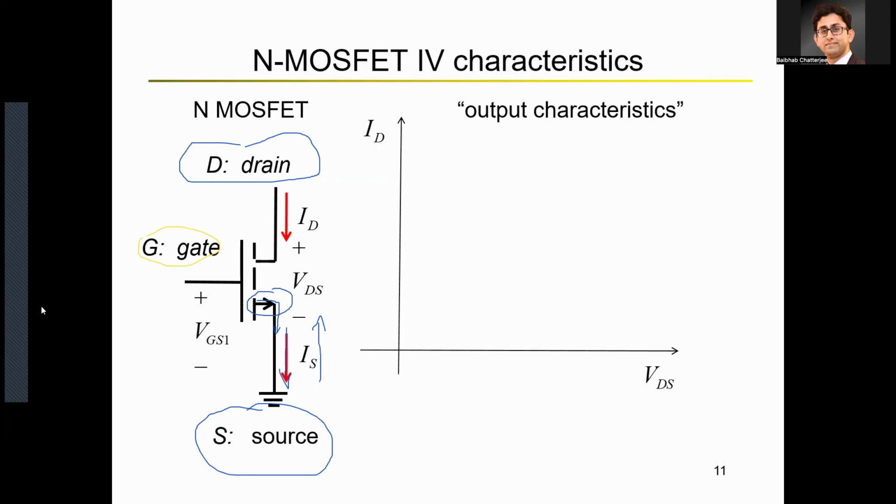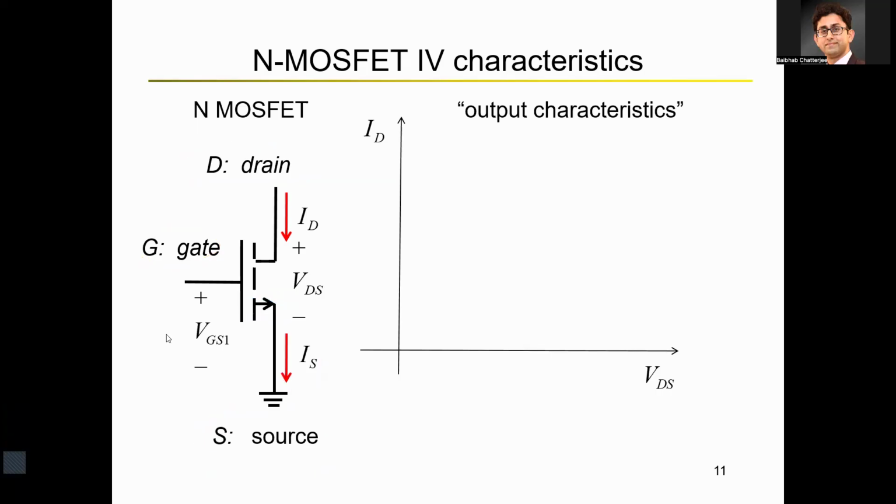All right. Now we'll talk about two different characteristics. One would be called the input characteristic. One is the output characteristic. Before going into the input characteristic, which will be very similar to a diode, let's take a look at the output characteristic of a MOSFET.